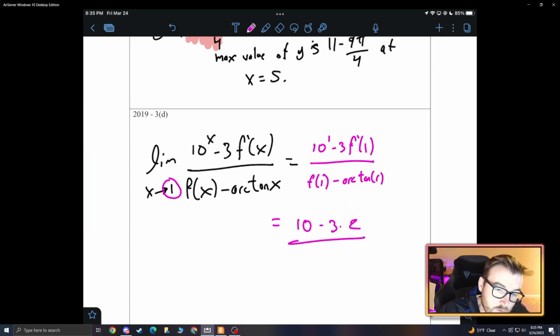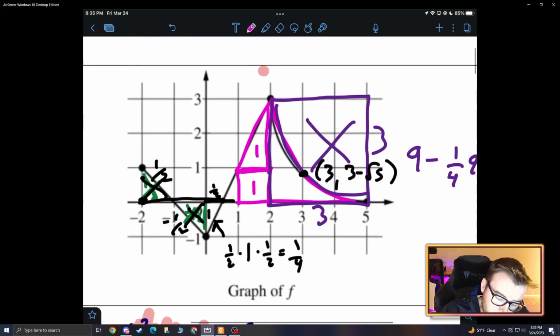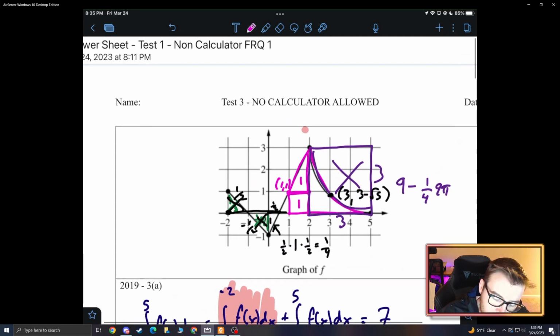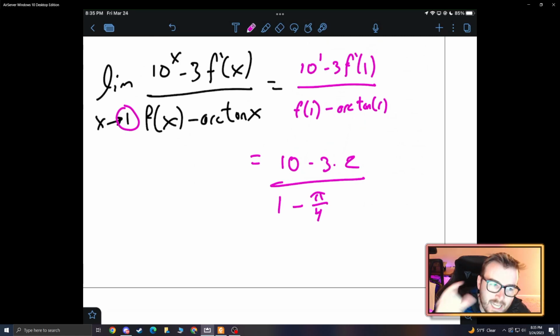Over f of 1, I'm going to go back up to the graph. F of 1 is 1. This is the point 1 comma 1. So f of 1 is 1 minus arctan of 1. Arctan means inverse tan. Inverse tangent of 1 is pi over 4 radians. Because when is tangent equal to 1? At 45 degrees, because sine and cosine are both root 2 over 2. So sine and cosine are the same, making tangent 1.